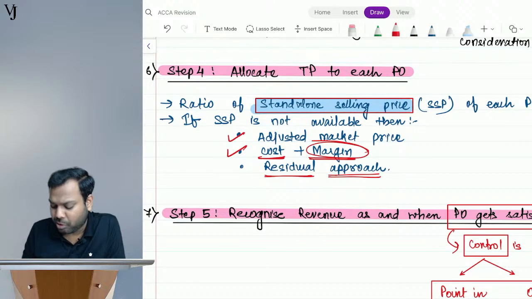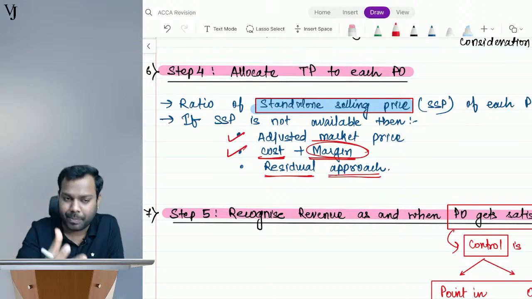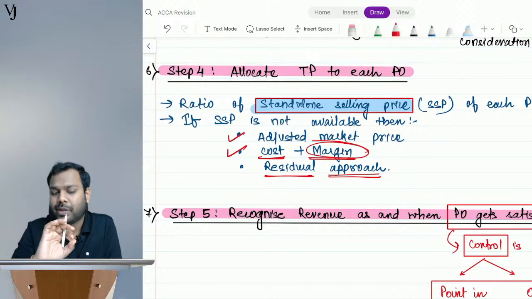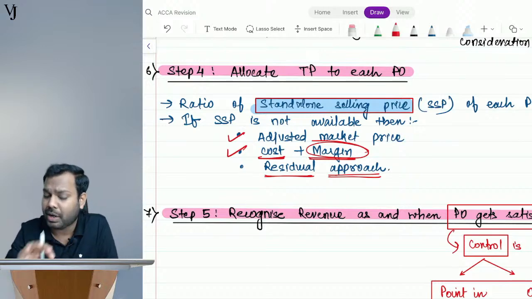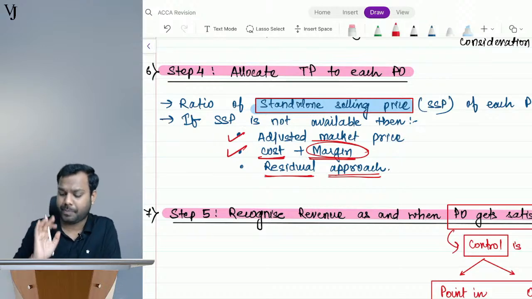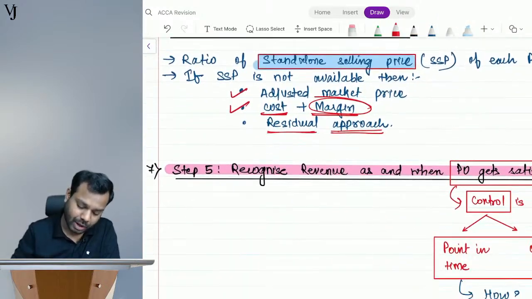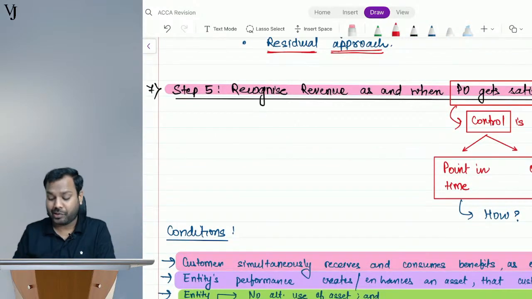Basically, for the performance obligations, I will allocate the transaction price using the standalone selling price. Whichever performance obligation I am unable to identify, whatever is the residual amount, I will allocate here. Okay. Now this is step number 4. Coming to step number 5, the last step.